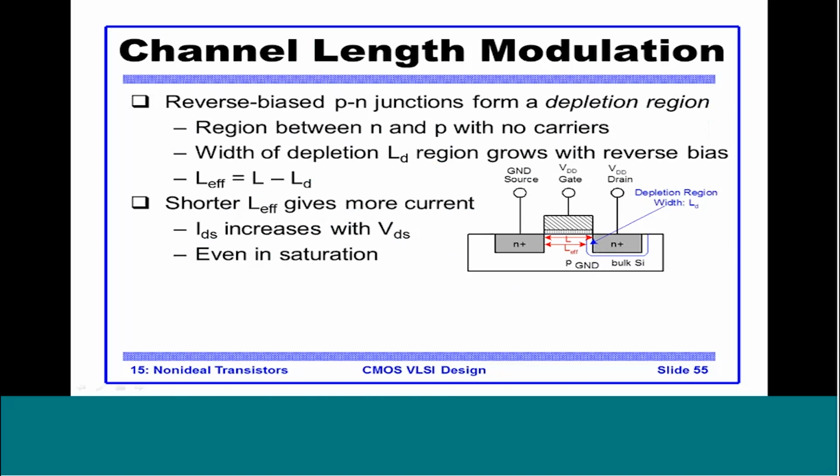So the L effective is L minus LD, where LD is the length of the depletion region, the area which is devoid of electrons. Now shorter L effective gives more current. So IDS will increase with VDS even in saturation. In the ideal model we saw that IDS does not depend on VDS in saturation, but here because of channel length modulation, the IDS will still increase in saturation mode with increasing VDS, because increasing VDS causes L effective to decrease.